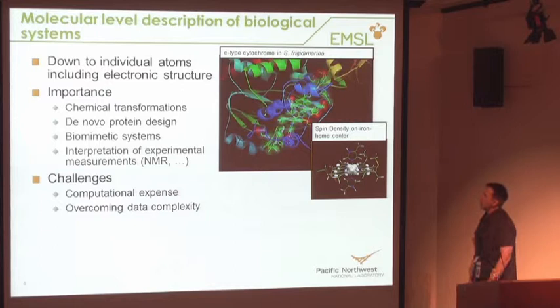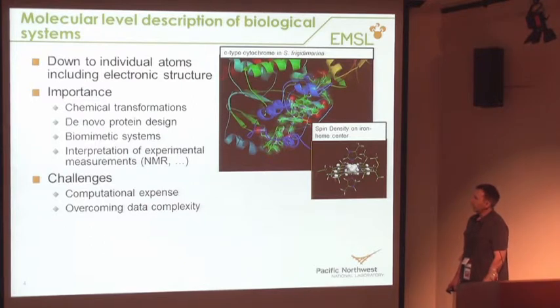So, as I said earlier, we are going to the molecular level description of biological systems. So, we're going down to atoms, including electronic structure. The importance of this type of investigation really lies in trying to understand the chemical transformations that drive the biological processes. It's important for de novo protein design, when you try to construct biomimetic systems, and also in the interpretation of experimental measurements, NMR, etc.